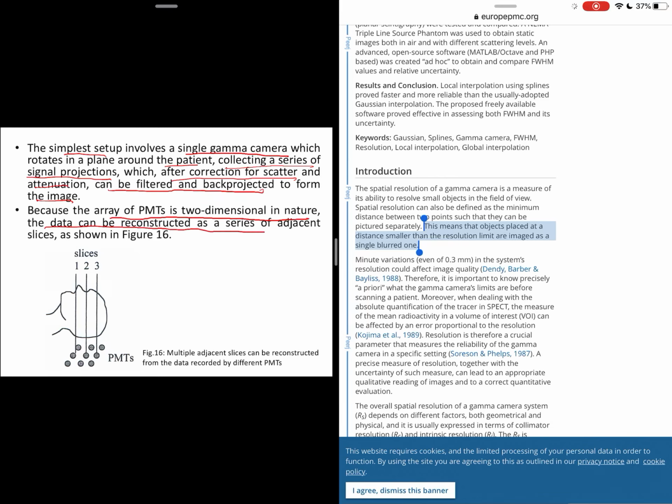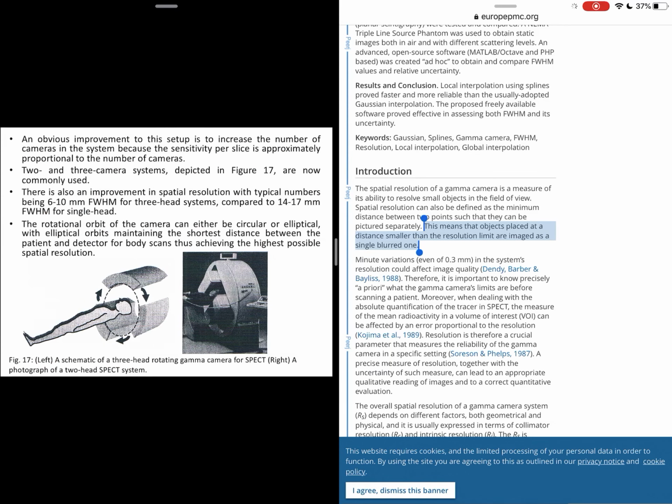So basically it is a similar process to the previous one that you learned in chapter 4. Because the array of PMTs is two-dimensional in nature, the data can be reconstructed as a series of adjacent slices, as shown in figure 16 here. Okay, so we have slices 1, 2, and 3. So the multiple adjacent slices can be reconstructed from the data recorded by different PMTs. So these are the photomultiplier tubes, or the detectors.